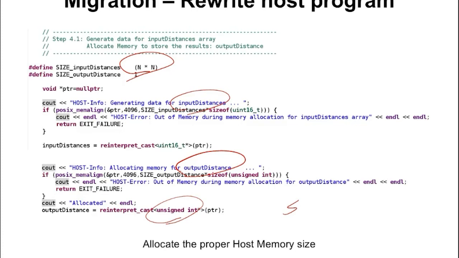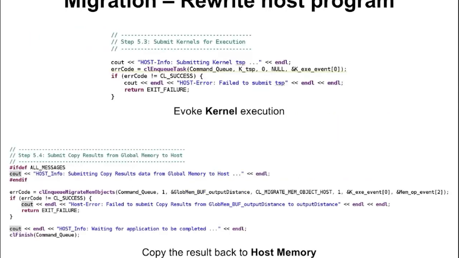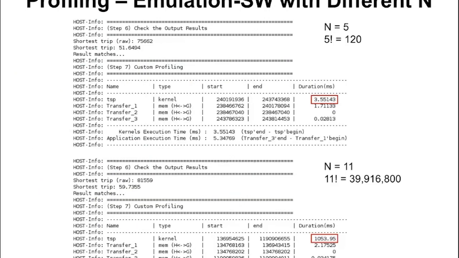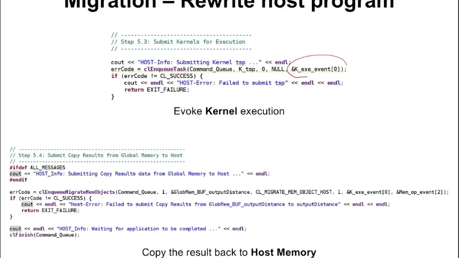Before we start the kernel, we should copy the input data, which is the n square lookup table, to the global memory. Because there's only one kernel here, unlike lab 3, where we have 5 kernels, there's no kernel event dependency. We only depend on the previous memory copy event. So we simply invoke this kernel execution. After the kernel execution, we copy the result back, which is simple and similar to lab 3.